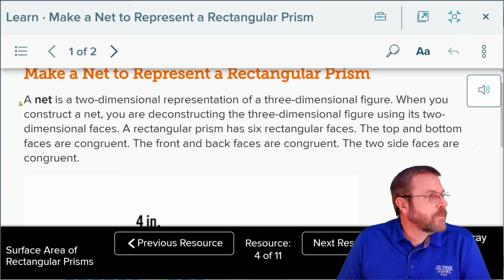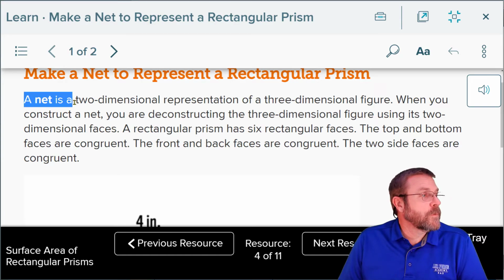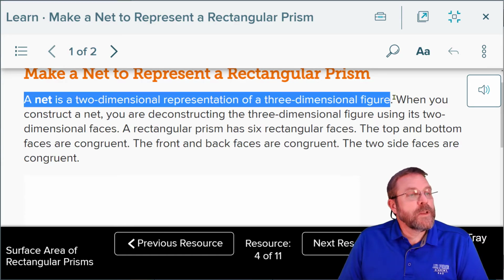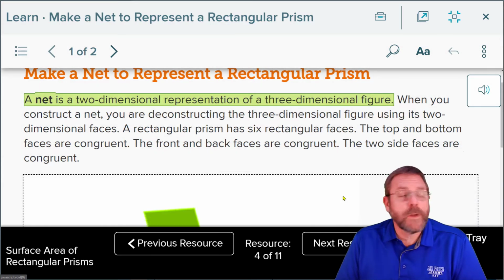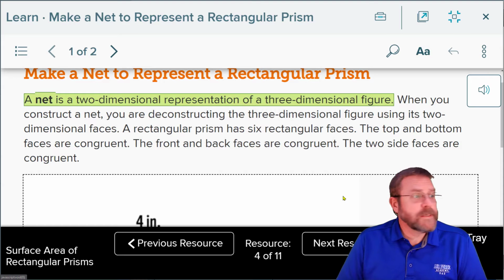Now, a net here is given as definition we talked about earlier, is a 2-dimensional representation of a 3-dimensional figure. Go ahead and highlight that in green. When you construct a net, you are deconstructing the three-dimensional figure using its two-dimensional faces.